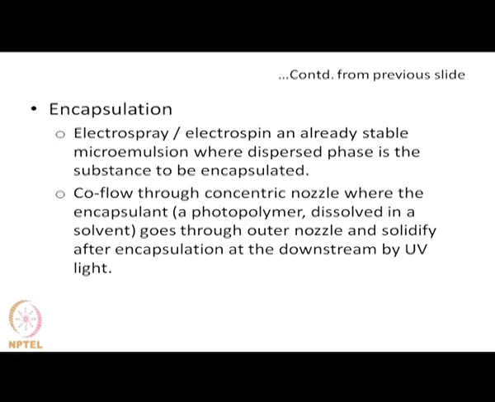And this encapsulation is done by two methods. One is to electrospray or electrospin an already stable micro emulsion where the dispersed phase is the substance to be encapsulated, or otherwise it could be co-flow through a concentric nozzle where the encapsulant, which is a photopolymer dissolved in a solvent, goes through the outer nozzle and solidifies after encapsulation at the downstream by UV light.